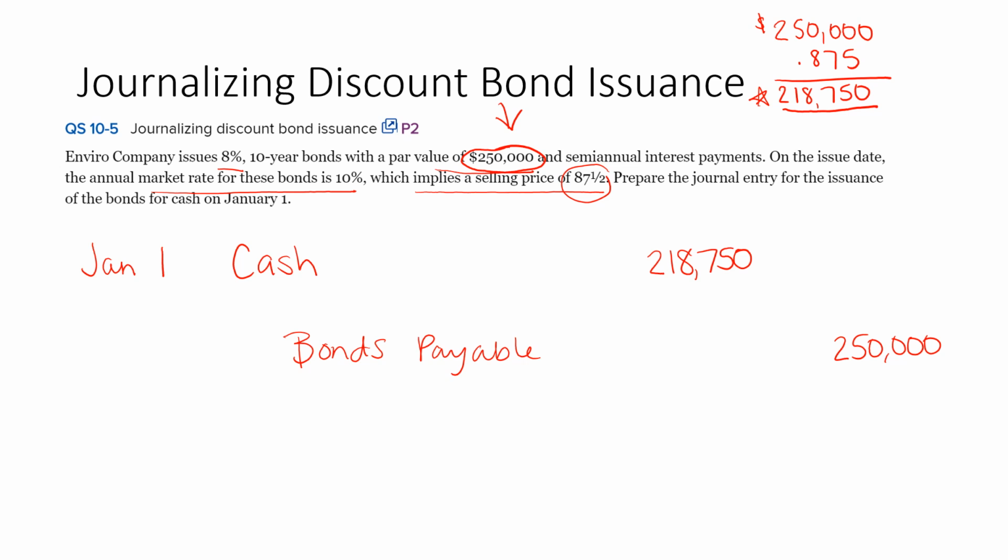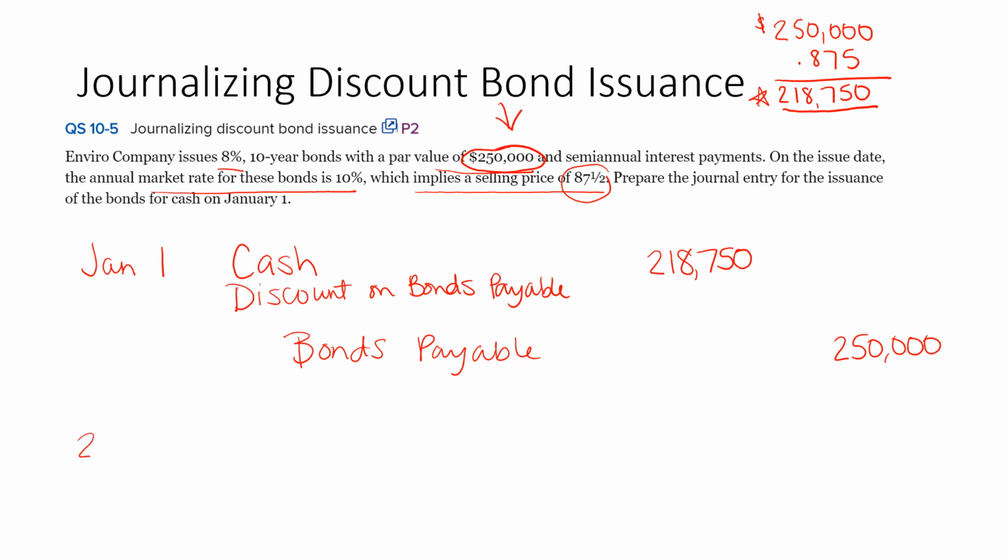So this is where we have to use an account called discount on bonds payable. So we will debit discount on bonds payable. And we have to use this account to make up for the discrepancy between the cash received and the bonds payable amount. So what we need to do is plug in the amount that's discount on bonds payable.